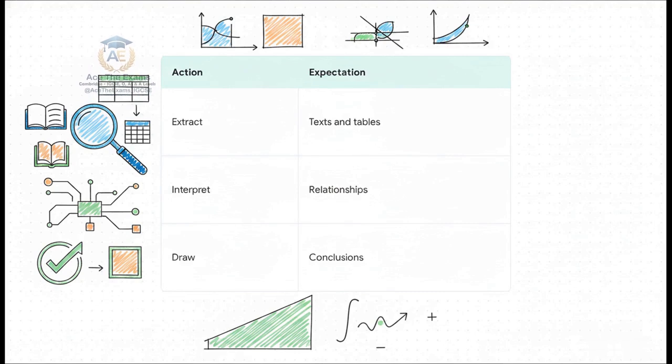You must precisely extract clues, the correct limits, the exact width of the intervals, the corresponding y values, from the texts and tables provided. Then you need to interpret the complex relationships within the function. Finally, you have to draw purely evidence-based conclusions. There is zero room for guessing in this room. Every single claim you make on that paper must be backed by the mathematical evidence you've meticulously extracted.